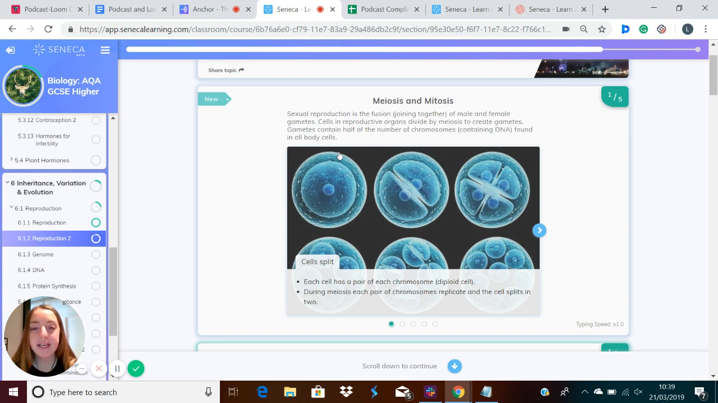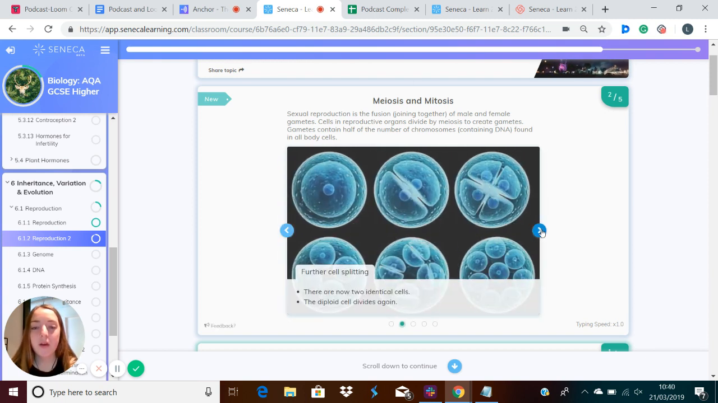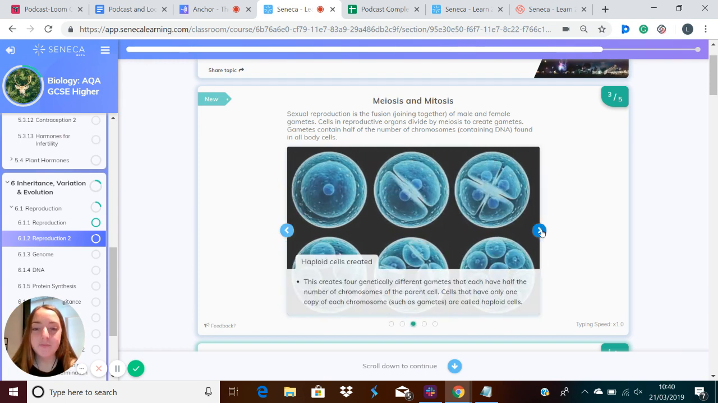During meiosis, each pair of chromosomes replicates and the cell splits in 2. So this produces 2 identical cells. These cells then divide again, which creates 4 genetically different gametes that each have half the number of chromosomes of the original parent cell. Cells that have only 1 copy of each chromosome, for example gametes, are known as haploid cells.